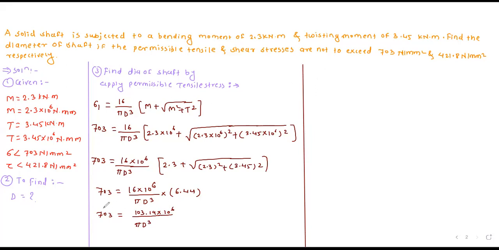So now we will shift this d cube to the left side. So d cube is equal to 103.14 into 10 raised to 6 divided by pi into 703. So d cube is equal to how much? 46.70 into 10 raised to 3.